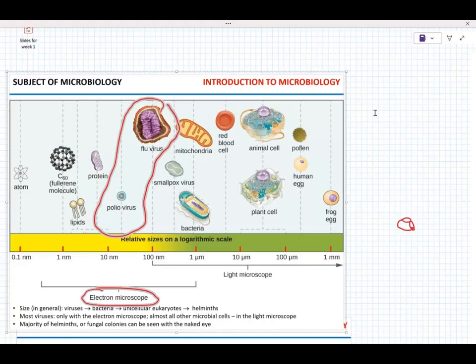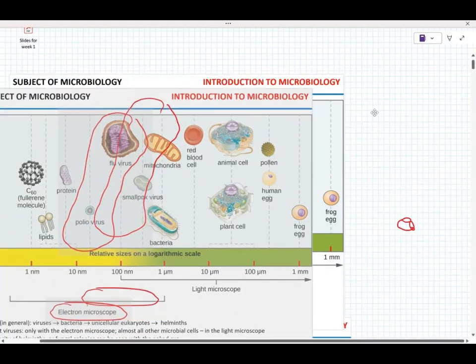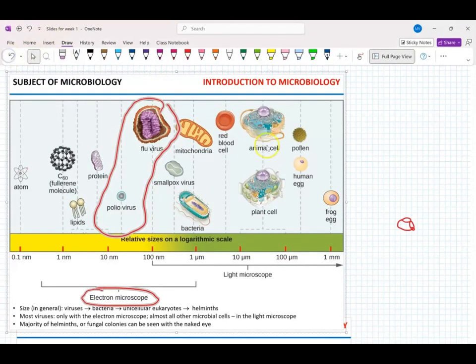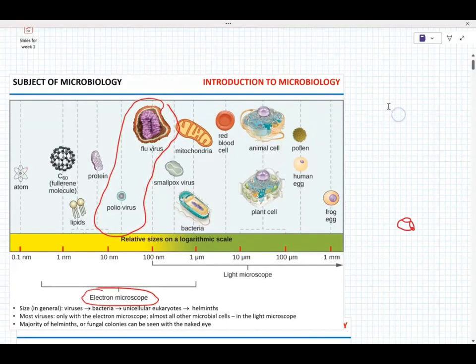For other microorganisms, such as bacteria, archaea or protozoa, usually you can use a light microscope and it's fine. Some bacteria are super small, so you better be using electron, but overall, that would follow suit. So far, any questions? We're good?